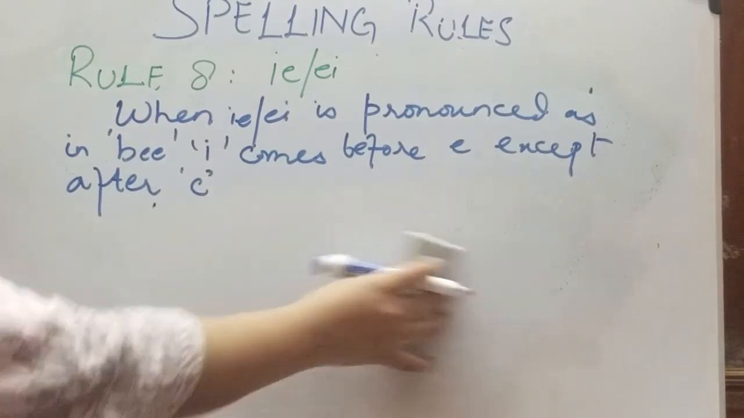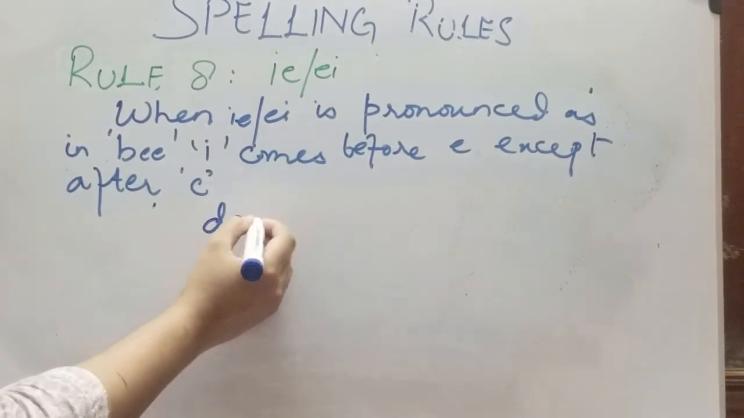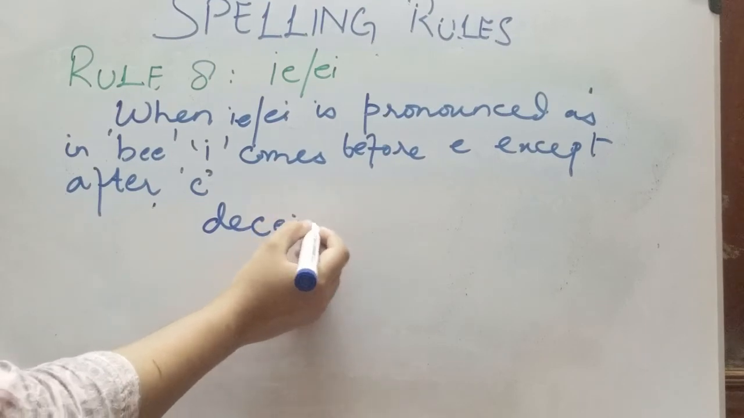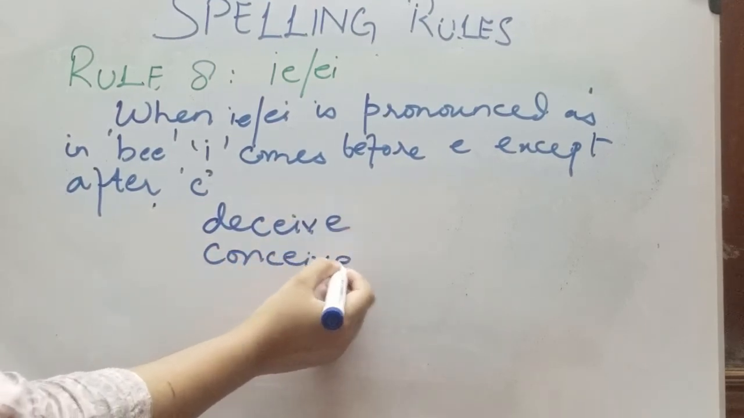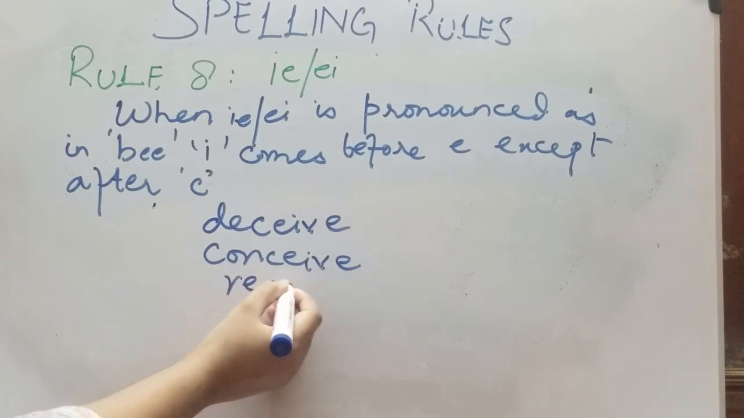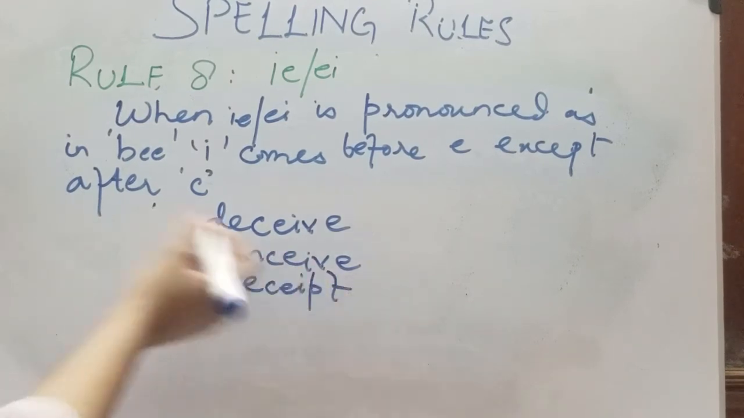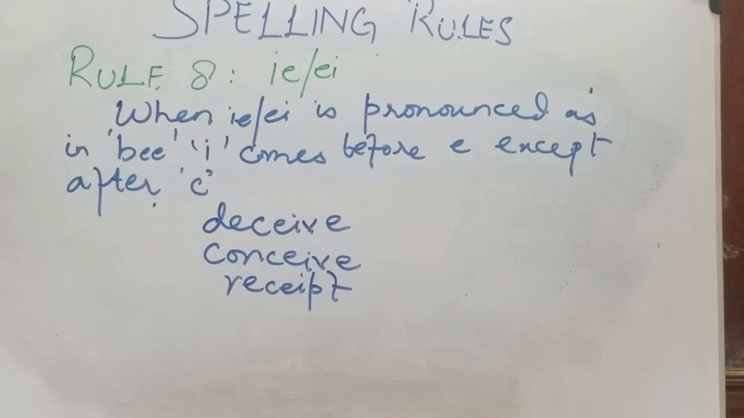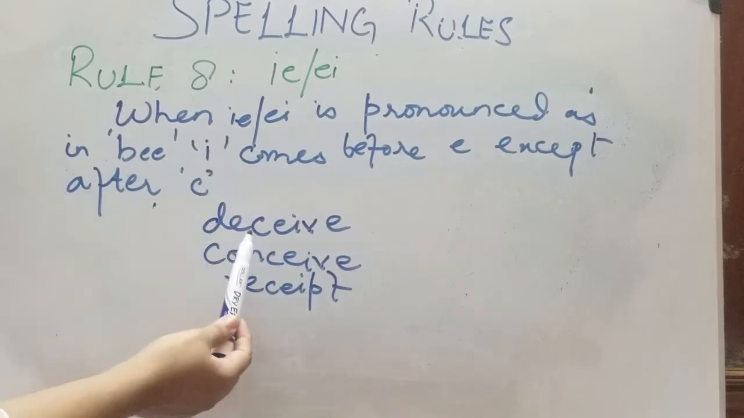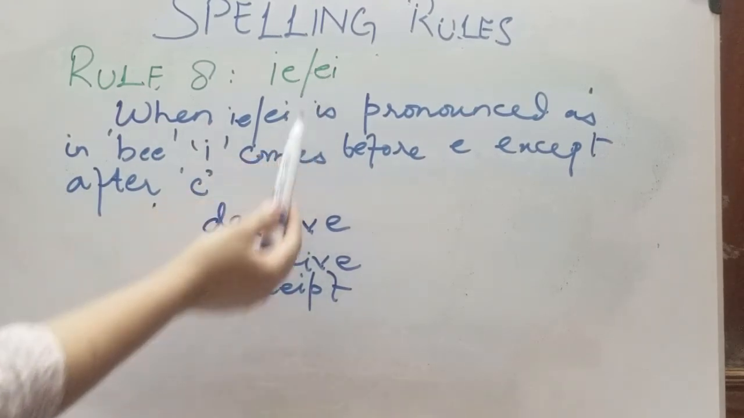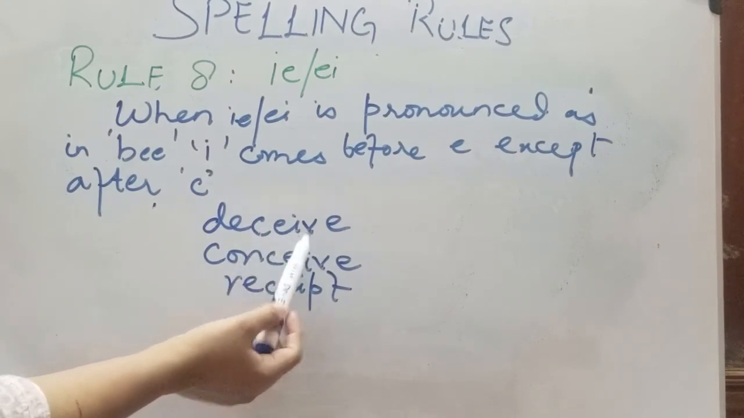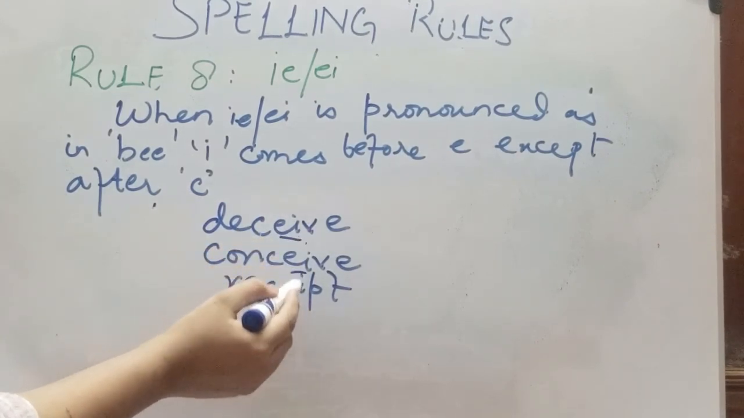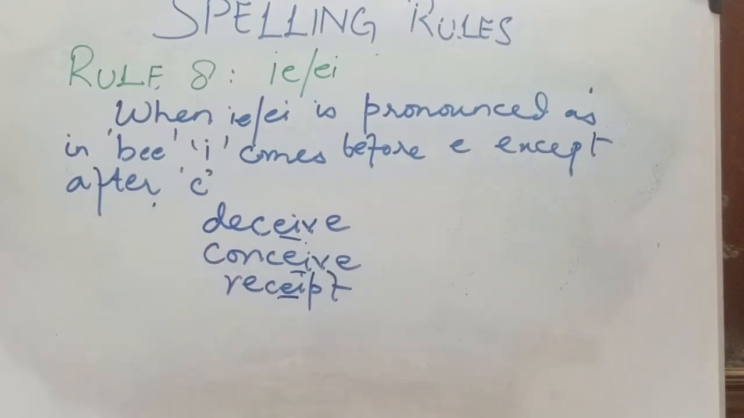Like for example, deceive, conceive, receipt. So over here, as soon as C comes, you are going to write EI. Following the consonant C, you'll have to add EI over here and not IE. I hope this is clear.